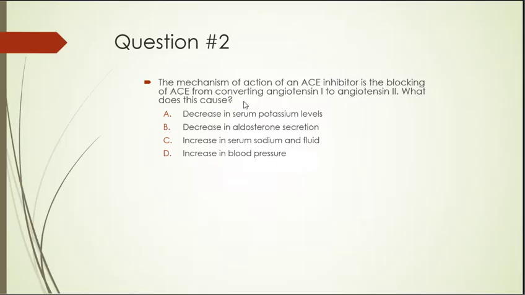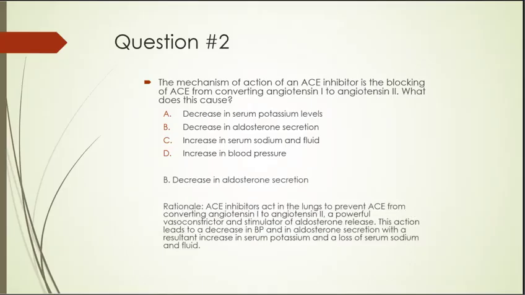Okay, so the mechanism of action of an ACE inhibitor is the blocking of ACE from converting angiotensin 1 to angiotensin 2. What does this cause? Basically, this question is asking what would happen if we block the conversion of angiotensin 1 to angiotensin 2. Would it cause a decrease in serum potassium levels? A decrease in aldosterone secretion? An increase in serum sodium? An increase in your blood pressure? So we're blocking ACE. What would it do? It would decrease aldosterone.